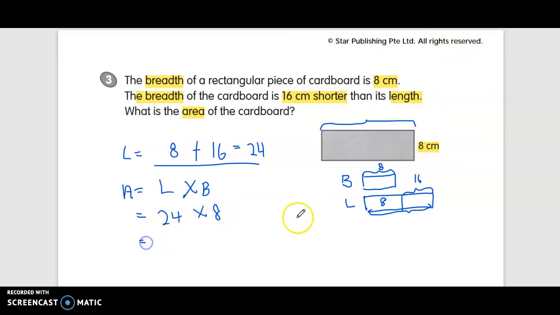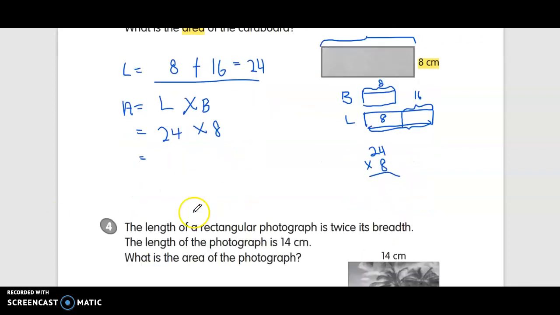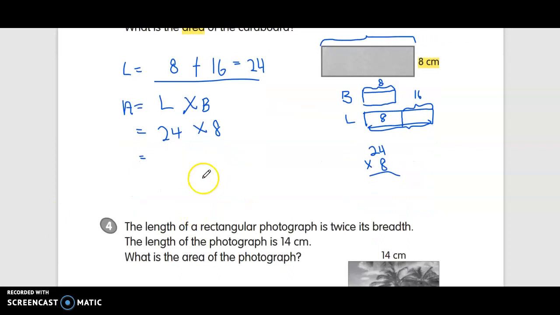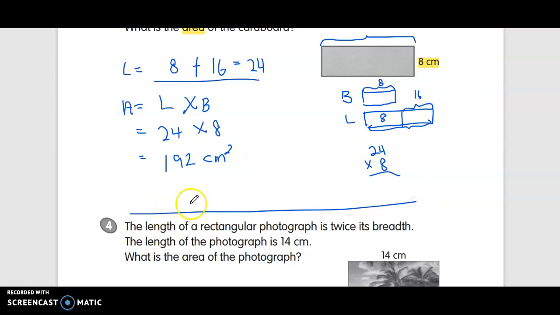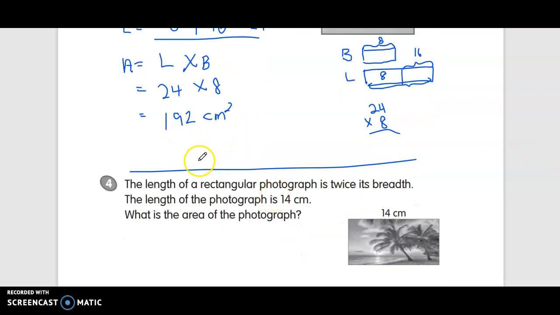Okay, again, I want you to do your workings neatly at the side. 24 times 8. Okay, and then when you solve it out, your answer should be 192. What is the unit? cm square. So again, draw your line. The area of the cardboard is 192 cm square. Okay? If you haven't written yet, please make sure you write in your statement.